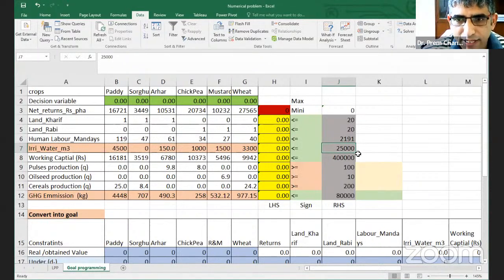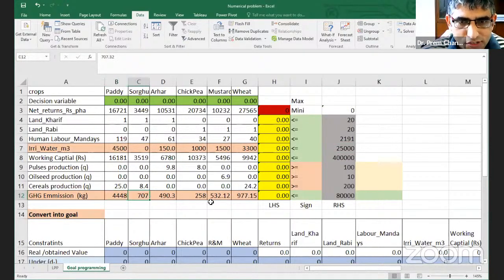Really, LP and goal programming are very, very important tools to simulate policies. I will demonstrate how you can simulate policies and convince people in policy matters that if you change this one, this will happen. Not only social scientists, biological scientists can also use it. It is a very powerful and very convincing tool.